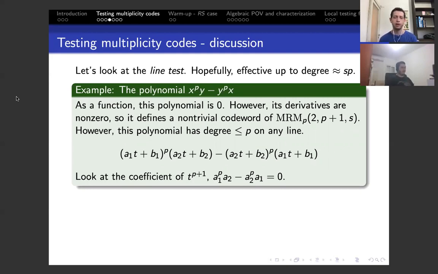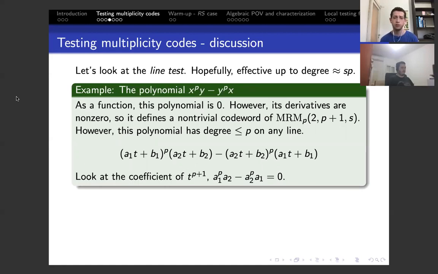Let's look at the polynomial x to the p y minus y to the p x. This polynomial, in terms of its values, is always 0, but its derivatives are non-zero. So it's a perfectly fine code word of the multiplicity code with 2 variables and of degree p plus 1. However, if we restrict this polynomial to any line, it drops a degree.